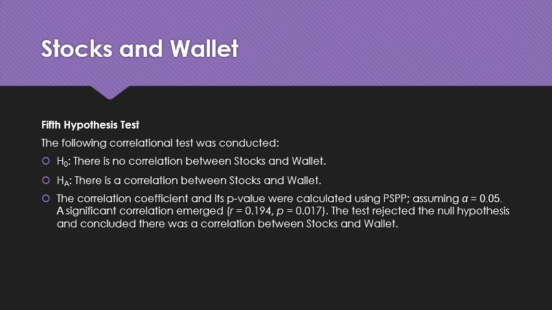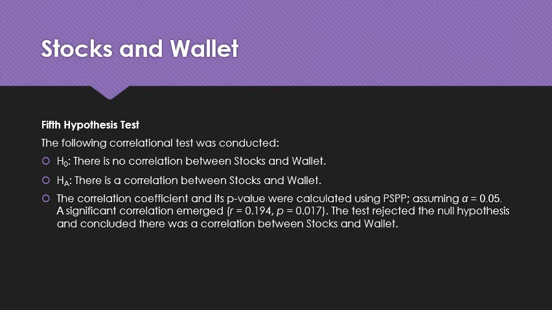Our fifth hypothesis test, stocks and wallet. The following correlation test was conducted. The null hypothesis is there is no correlation between stocks and wallet. The alternate hypothesis is there is a correlation between stocks and wallets.